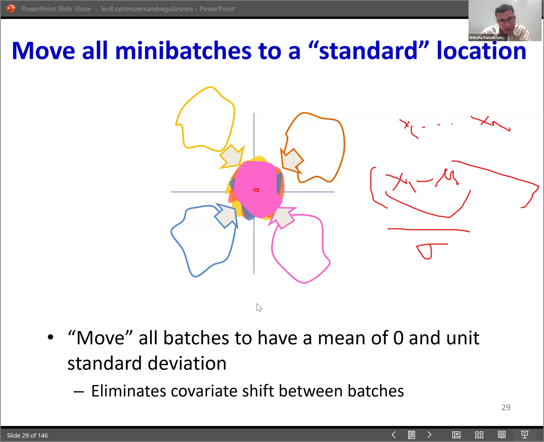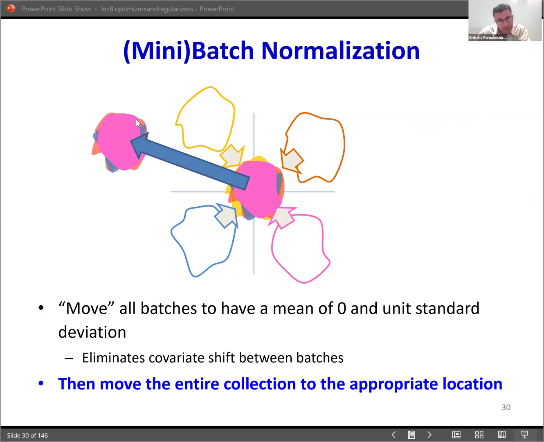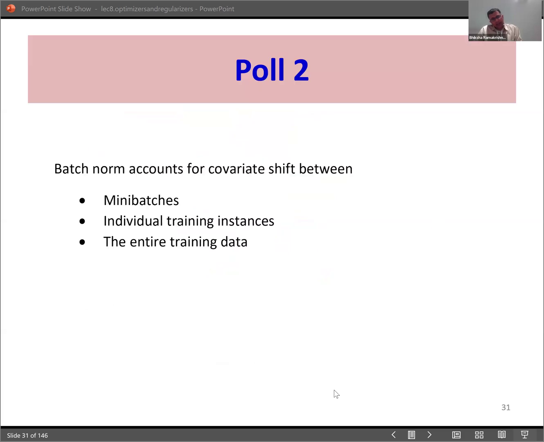And then once you do that, you move the entire lot to a fixed location in space, and the actual location in the space will get learned. So right now, we will see how this works out, right? And so this is what we call batch normalization. It accounts for the statistical variations across many batches during training.